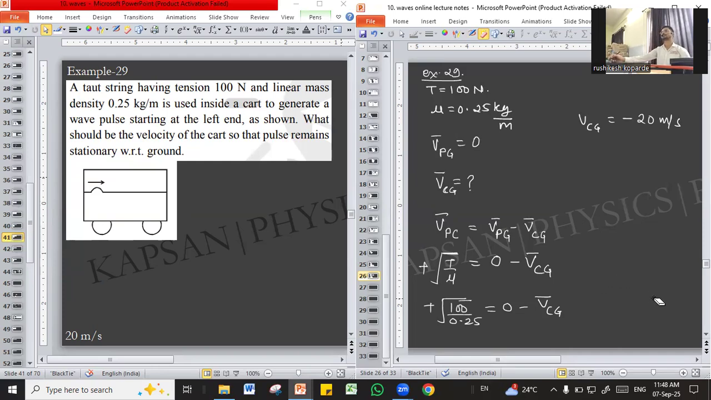So you can write, inside the cart, the pulse is moving rightward. So the cart should move leftward. Inside the cart means with respect to cart. The pulse is moving rightward, so the cart should move leftward. See, I did the analysis using vectors because they said velocity. Of course, in the options, if all four options are positive, we will select plus 20. But we should know that the cart should move backwards.